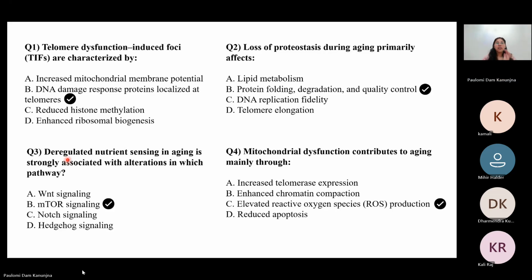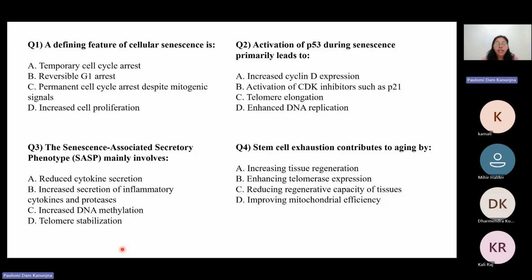Next part. Now moving further ahead into senescence and aging, defining feature of cellular senescence. When you say a cell has undergone senescence, what is the most important thing? P53, I mentioned. So activation of P53 during senescence leads to which of these following options? The SASP involves which of these compounds, and stem cell exhaustion. Again, you can see there are multiple questions about hallmarks, and I hope that helps you when you are preparing for the exam, because these help you revise the topic again.